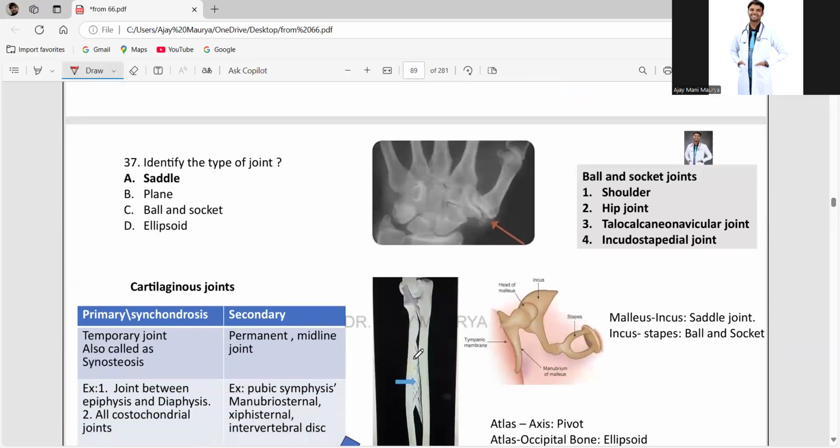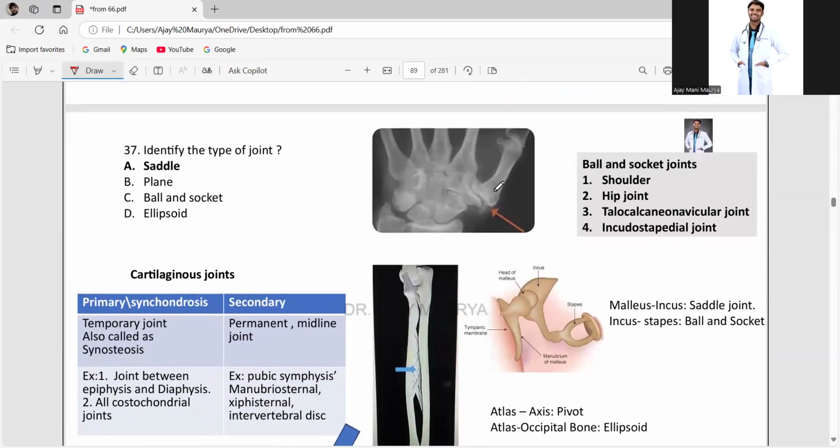Next one is types of joints. You have to remember this one. I think everyone knows about this one. Saddle joint is between the what? Thumb. Remember here, carpal to thumb.